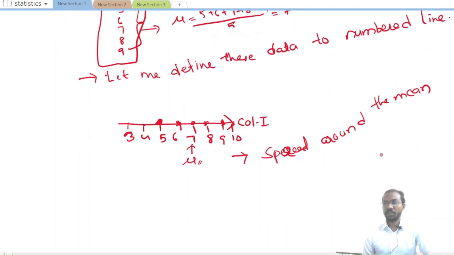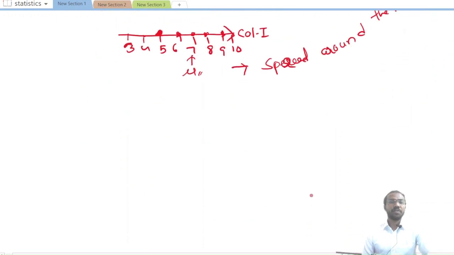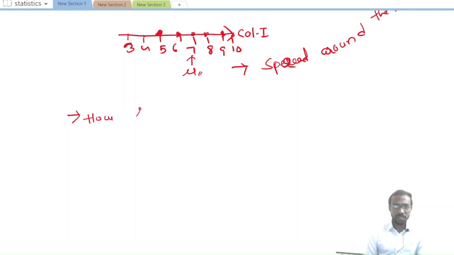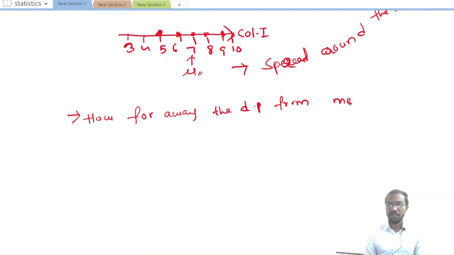Now comes the point: how far away the data points are from the mean. Spread around the mean means how far away the data point is from the mean. Here our mean is 7.